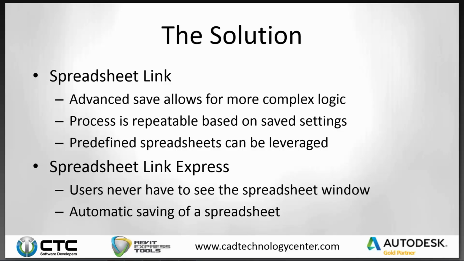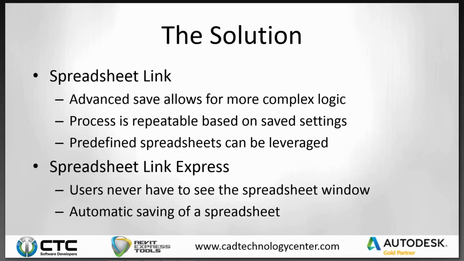So Spreadsheet Link specifically allows this advanced save. It allows for more complex logic by using a pre-existing saved spreadsheet. It allows this process to be repeatable, so you can base it on some saved settings. It could include automatic settings from Spreadsheet Link that are doing some formula work. It can also use lookups from other tabs that maybe pre-exist.